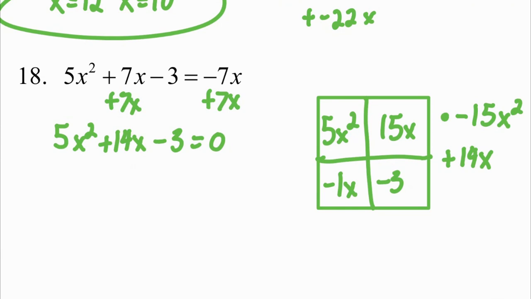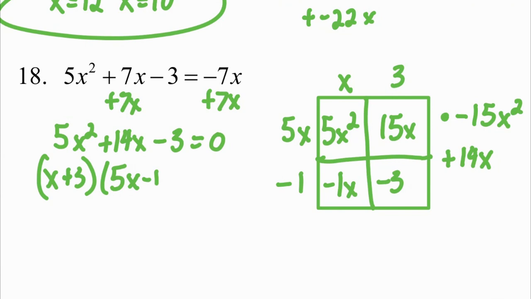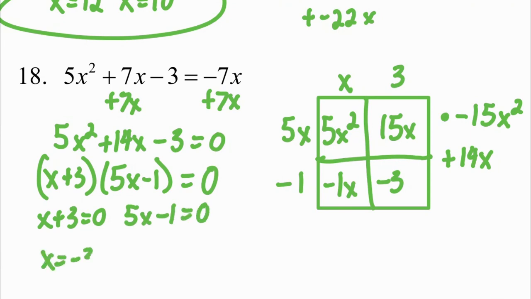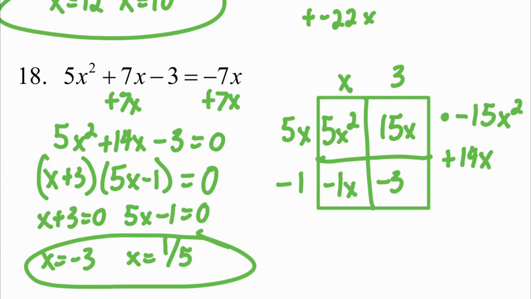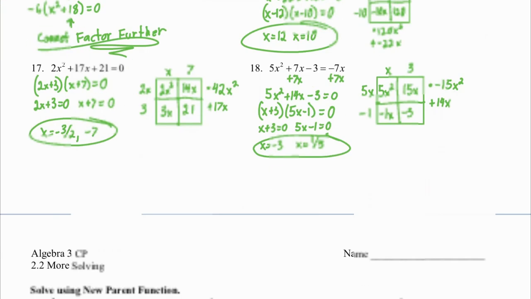So out of the first column, I can take out an x. Second column, I can take out a 3. First row, I can take out a 5x. And second row, I can take out a 1. So I'm going to get x plus 3 times 5x minus 1 equals 0. And then we'll set each of these equal to 0 and solve. So x equals negative 3 and x equals a positive 1/5. And that will finish us going through that homework.